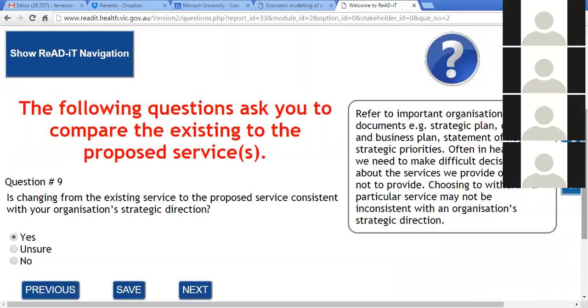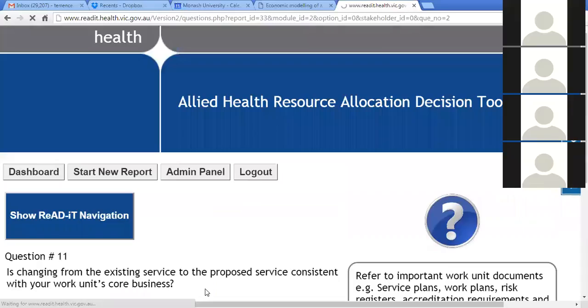Question 9, is changing from the existing service to the proposed service consistent with your organisation's strategic direction? So it's very important with all the decisions that we make that we consider the strategic direction of the organisations that we work for and whether what we're trying to do is consistent with them. So I've said yes, this is what the organisation wants.